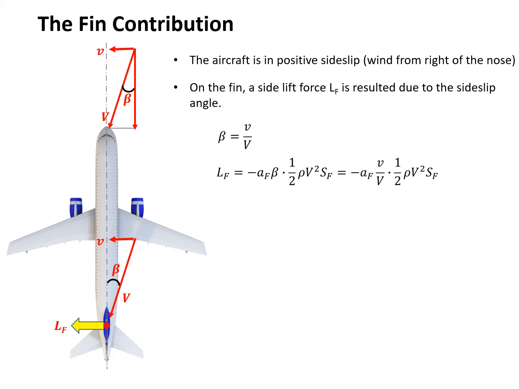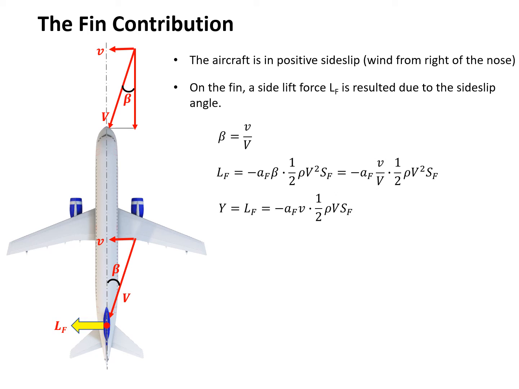Okay, and then we can calculate the side force, which is minus AF times beta times half rho V squared times SF. And what is AF? AF is the lift coefficient curve slope for the fin aerofoil, and beta is the angle of attack or side slip angle, and half rho V squared times SF is the denominator for the lift coefficient, and SF is the fin area. Then we write it as Y because usually we use Y to denote the side force.